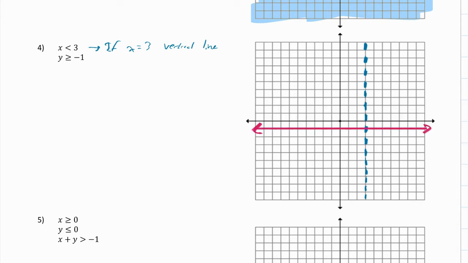Okay, x is less than negative 3. I'm going to shade this. Less than negative 3 would mean going to the left. So let's get this shading going.